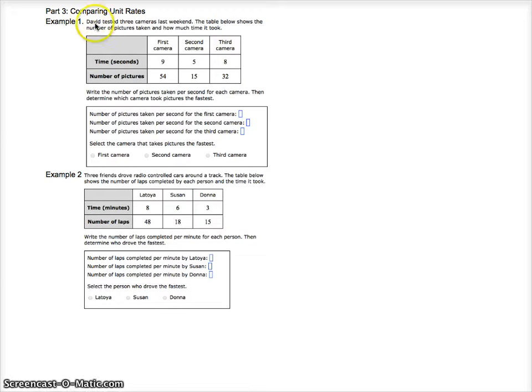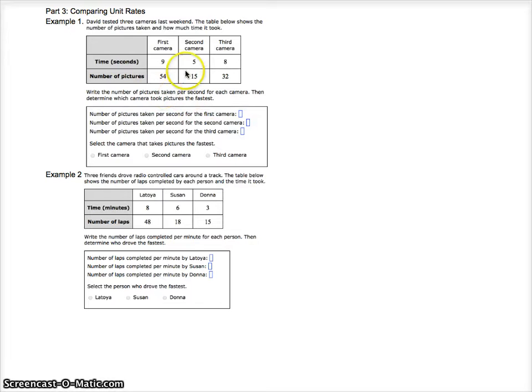Let's look at example 1. David tested 3 cameras last weekend. The table below shows the number of pictures taken and how much time it took. Here's the table, here's the time, here's the pictures. Write the number of pictures taken per second for each camera. Then determine which camera took pictures the fastest.